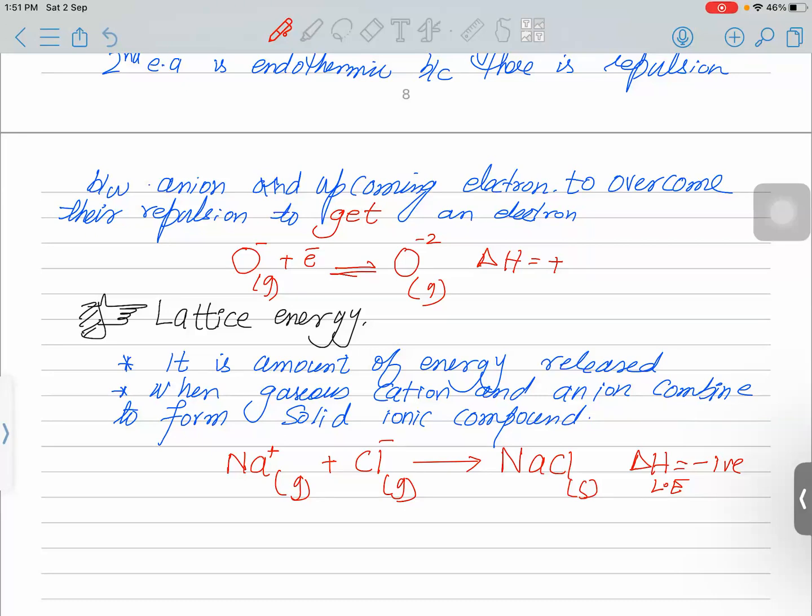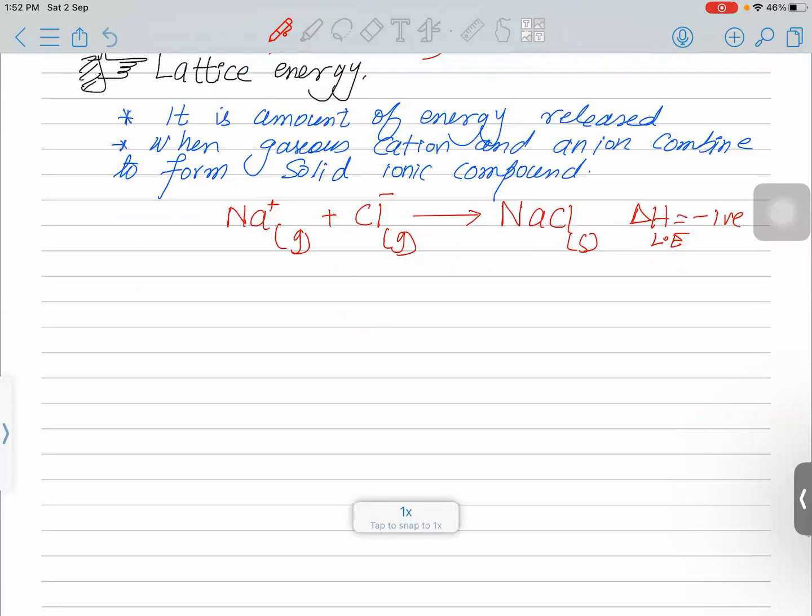If you want to give an electron to oxygen, you know that oxygen has a negative 2 charge, so you must give it one electron. Now you have repulsion because O minus 1 is negative and the electron is negative, they repel each other. Energy is required to overcome this repulsion to give one electron to oxygen minus 1. So when we supply the energy, it will become endothermic. Very good.